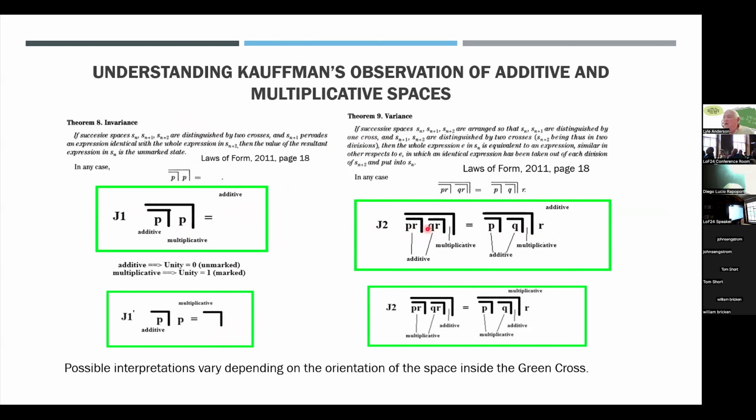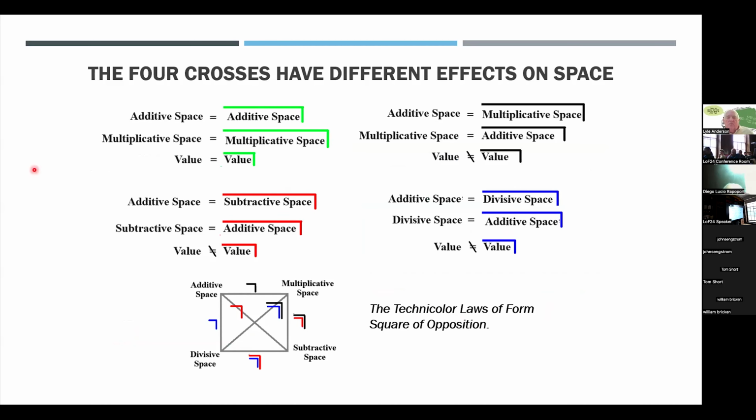If P and R and Q and R represent indicators, then this works because this indicated again is the same as that indication. But if this is a multiplicative space, then we have the process of distribution showing up. Okay, so this shows that we really do have to keep track of what kind of space we're in.